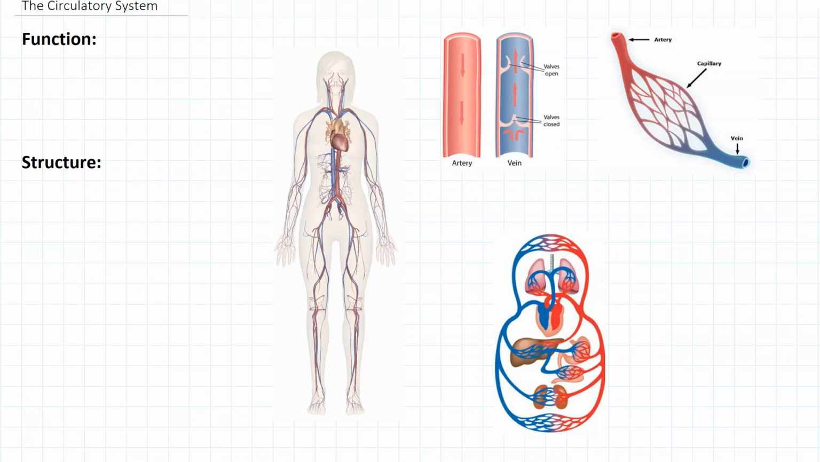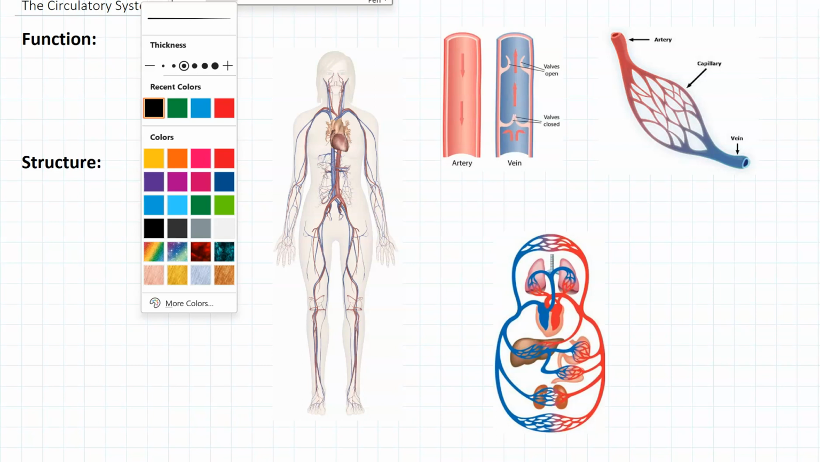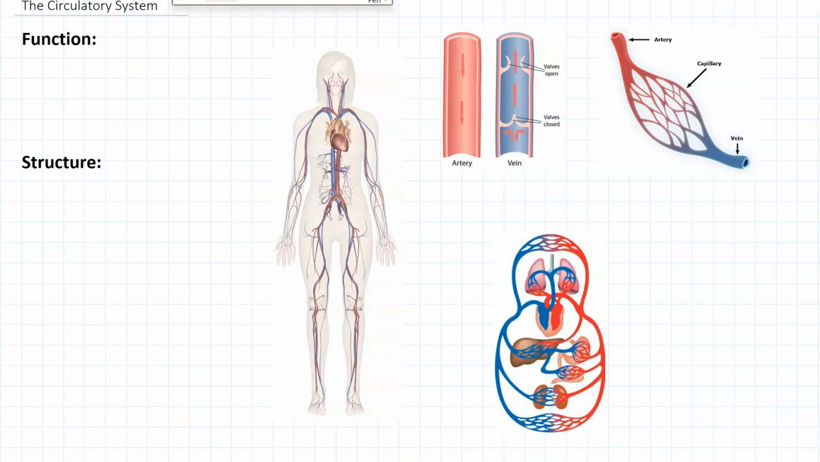Alright, so in this video we're learning about the circulatory system. We should already know the main function of the circulatory system. Most animals need to transport things around their body, and that's the main job of the circulatory system.